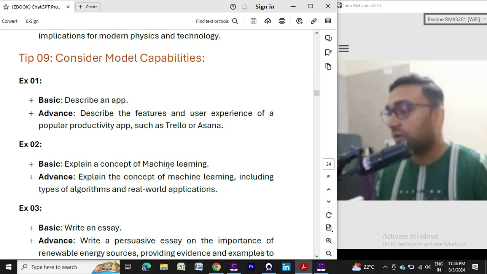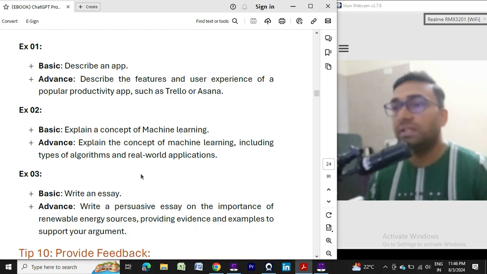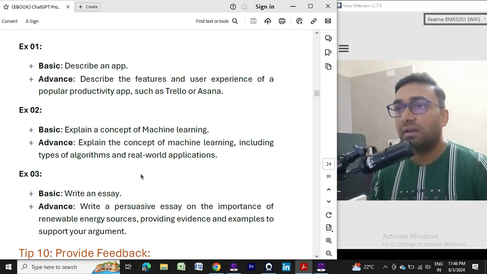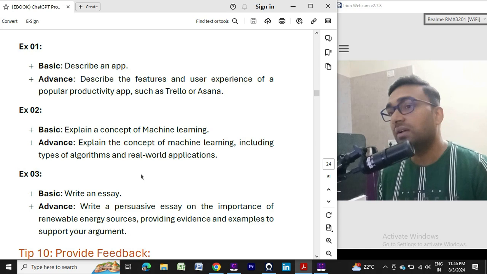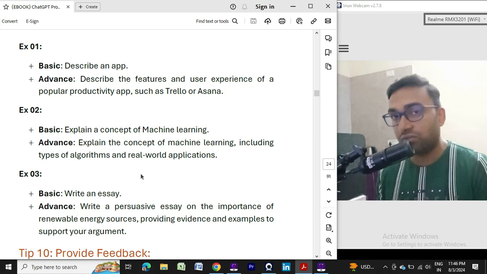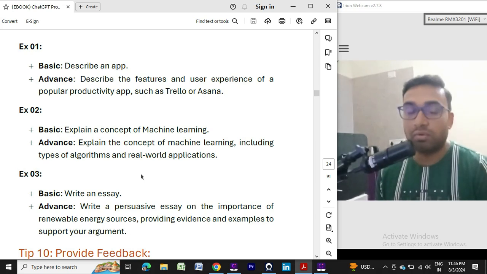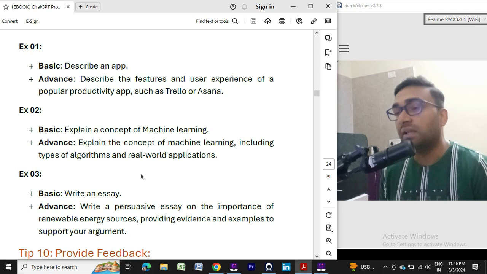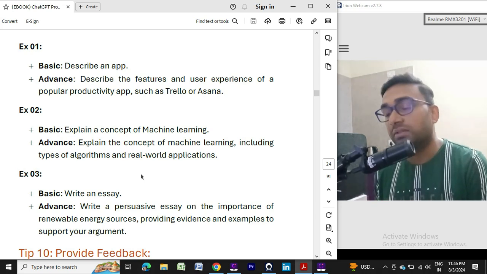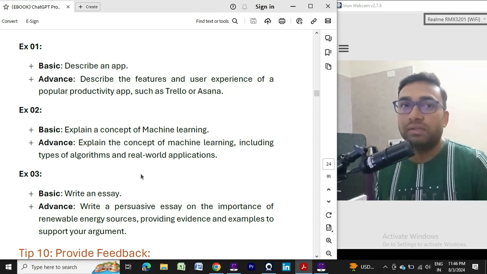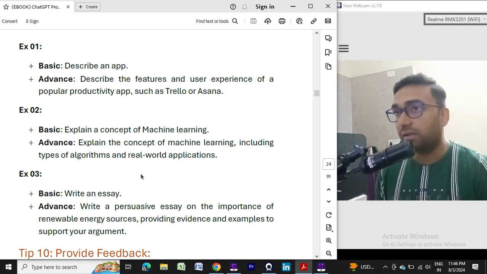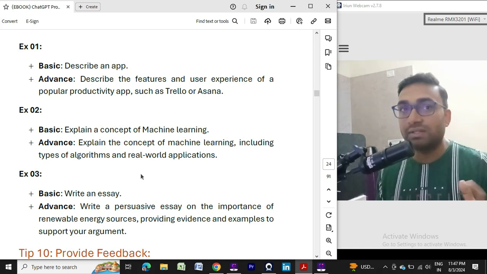Again, example number 3: write an essay. I did not mention anything about my topic, my objective, or my target audience. I have just written write an essay. So it will provide a generic, common answer for me. It might be detailed and informative, but I don't need that broad answer. I want a customized answer.